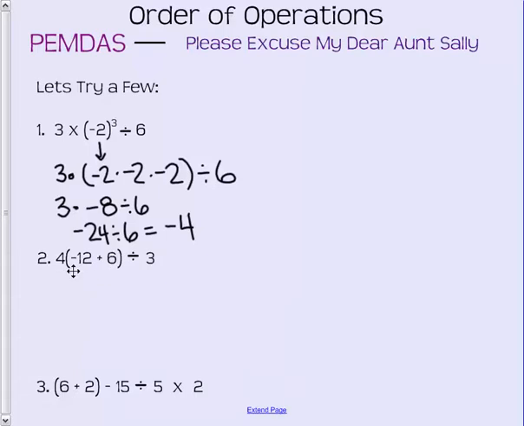Okay, we got to do what's in the parentheses first. So negative 6. Bring down everything else. Whenever you see a number in parentheses with a number outside of it, and you don't see a plus sign or a minus sign or a division sign, it means multiply. So we get negative 24 divided by 3, which equals negative 8.